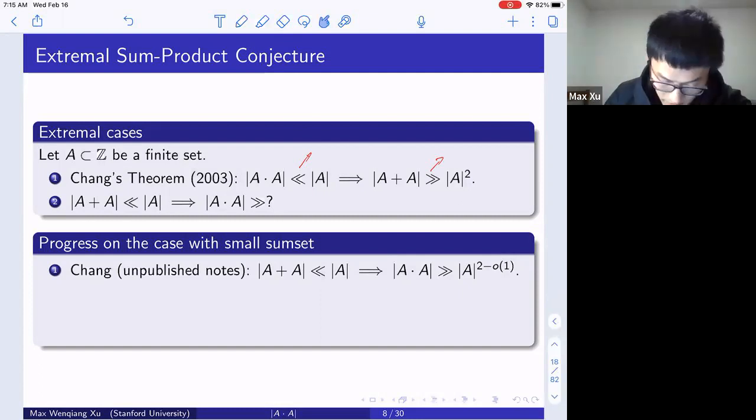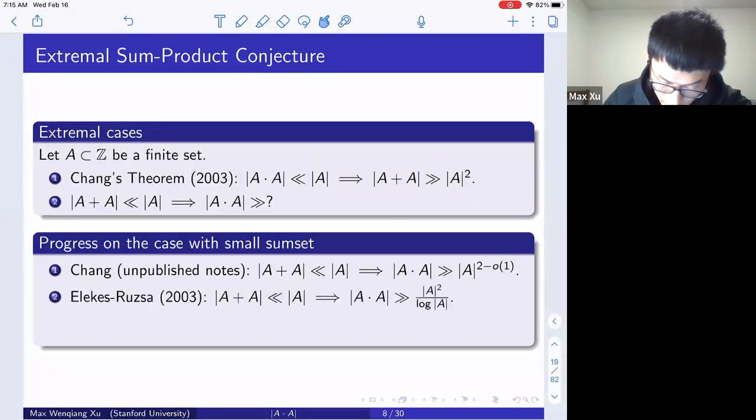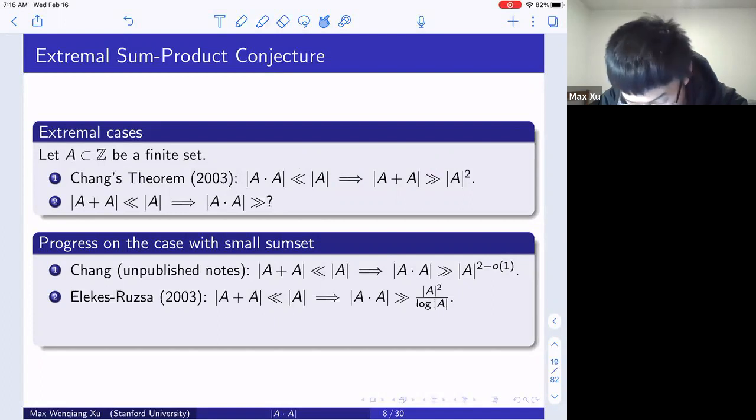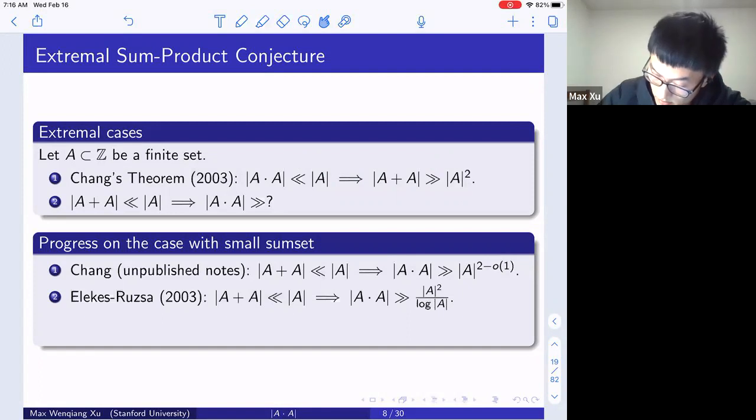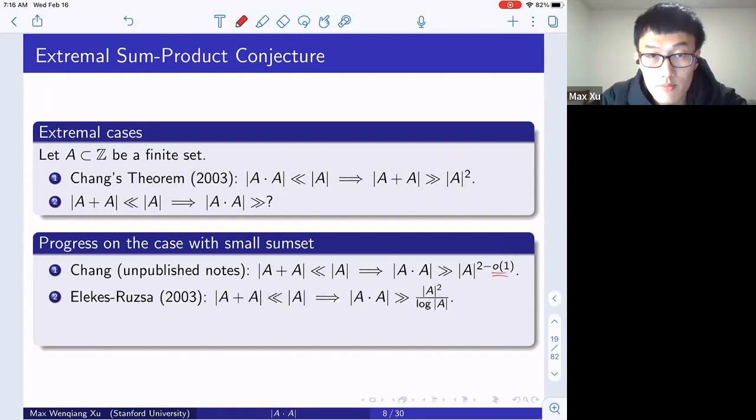Okay, let's go back to this case, which is very interesting. In 2003, Elekes and Ruzsa proved that if the sum set is small, then the product set is at least A squared over log A. So now we made this little o(1) factor more explicit. So this bound is definitely sharp up to a power of log A now.